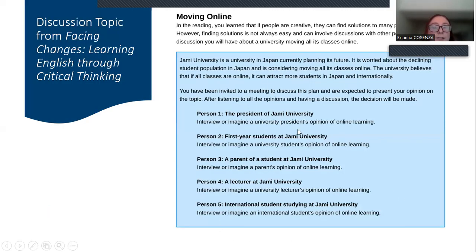So this is the situation from the textbook. We have our fictional university, Jamie University. The situation basically is that, to attract more students, the university wants to move all the classes online. Students will choose a role: a president, first-year student, a parent, a lecturer, and an international student. Then students have to think from the perspective of these roles. They can research information. They can also do interviews.